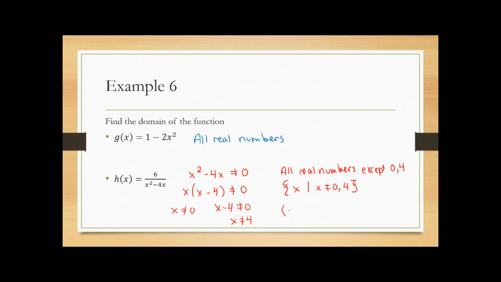Interval notation is very clunky for domain. We can go from negative infinity to 0, and then we can go from 0 to 4, and then from 4 to infinity, but we can't include 0 or 4. So interval notation is really gross. I generally will either write all real numbers except, or I will write it in set builder notation for domain, because it's pretty simple. We assume all real numbers, and then we just say what we're excluding. We're saying x cannot equal 0 or 4.